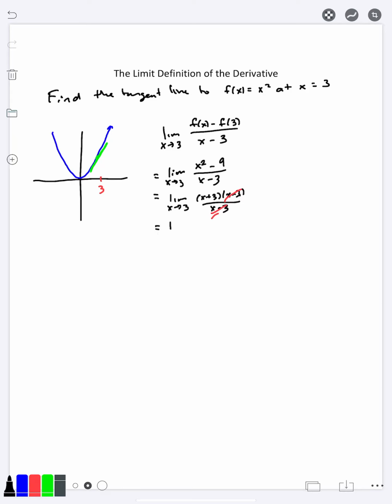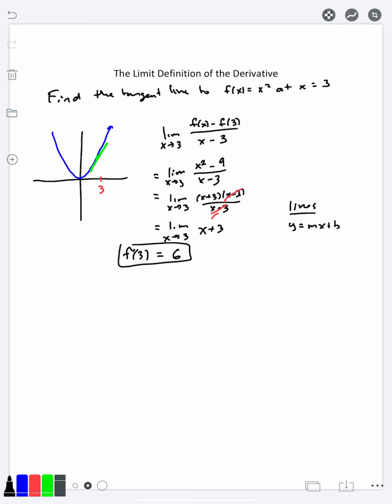And once we've done that, we can find the limit here by plugging in 3, and we get an answer of 6. So that means the derivative at 3, which is the slope of the line, is in fact 6. But we don't want just the slope. I asked for the actual line. And if this is all you give me, that's not going to give you full credit, because your lines are going to be y equal to mx plus b.